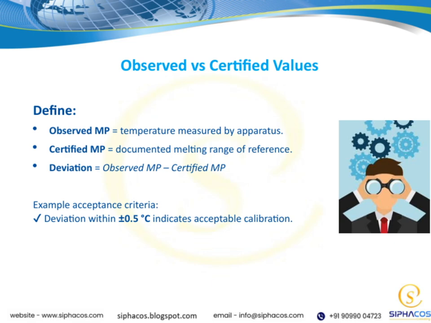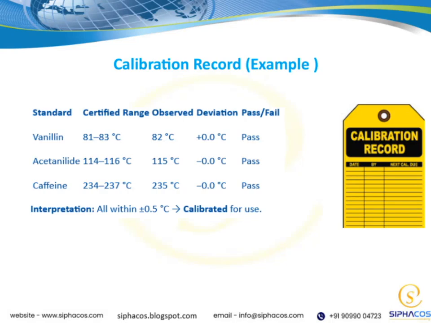When it comes to acceptance criteria, a common guideline is that a deviation within plus or minus 0.5 degrees Celsius is considered acceptable. This means if our measured melting point falls within this range, we're confident that our calibration is accurate enough for our purposes. Connecting this to the overall theme, maintaining these standards ensures that our measurements are reliable and consistent, which is crucial for quality control and compliance. So, always remember to compare your observed values against the certified reference and check that your deviations stay within acceptable limits.